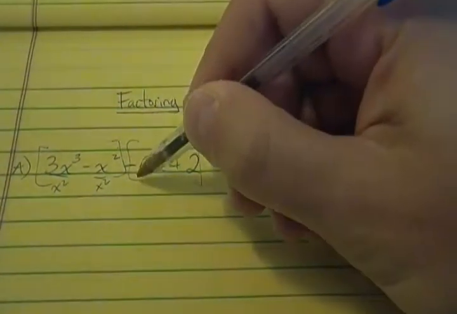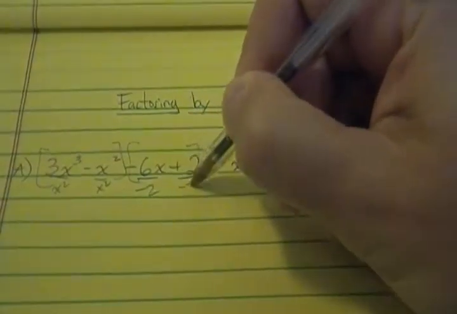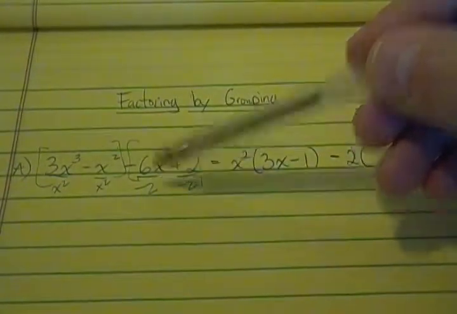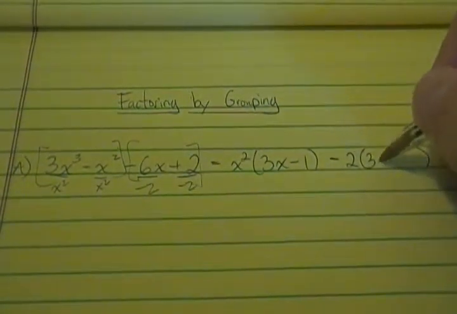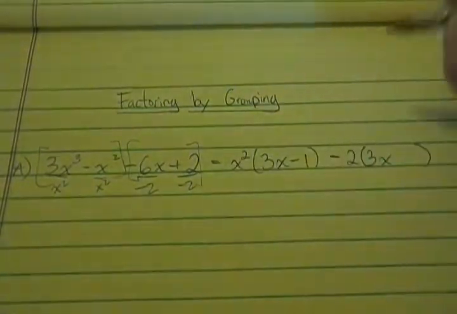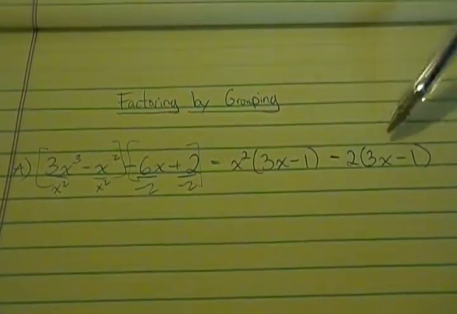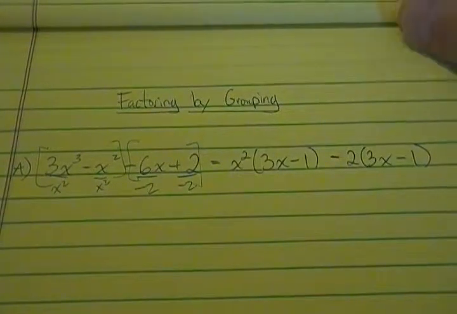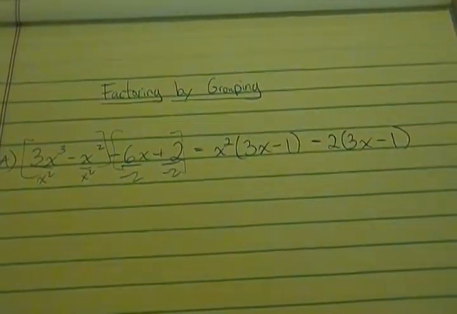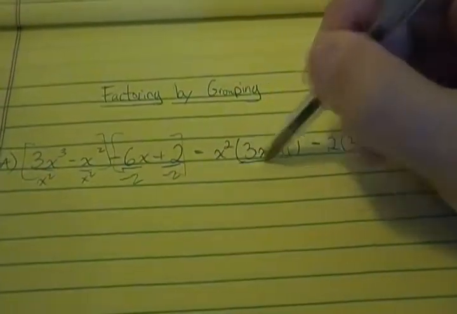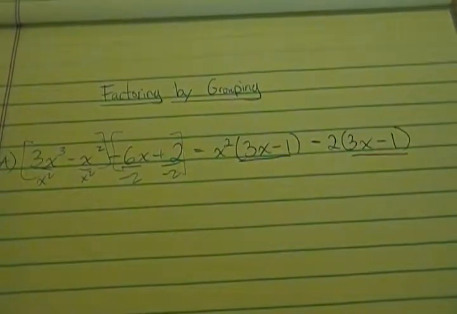If I think about dividing these two terms both by a negative 2, negative 6x divided by negative 2 is going to be positive 3x. And then positive 2 divided by negative 2 is going to be a negative 1, and my parentheses now exactly match the way that I want them to in order to be able to do the next step. So that is the key thing when you're factoring by grouping. You split up your four terms into two separate groups, pull out the common factor of each group, and then whatever's in that parentheses has to match whatever's in that parentheses.